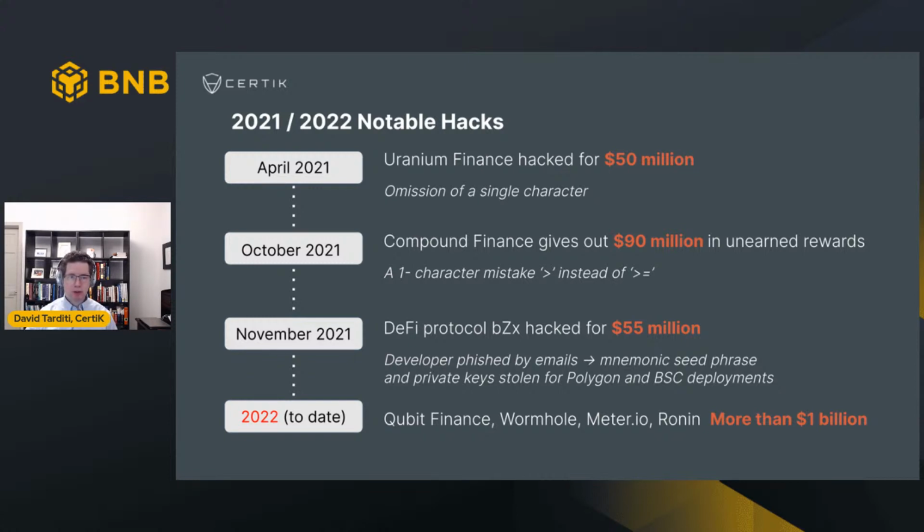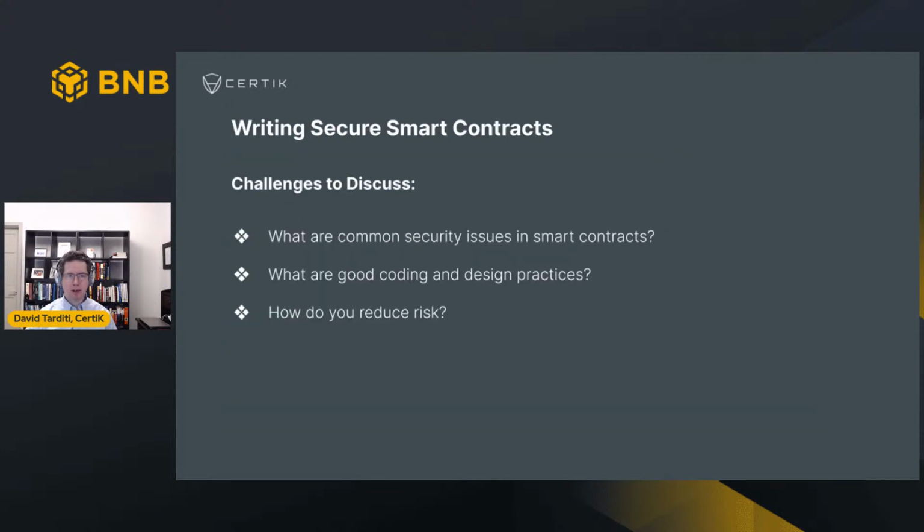In November of 2021, the DeFi protocol bZx was hacked for $55 million. And in this case, it was an attack compromising the private keys. A developer was phished by emails. The hacker got the mnemonic seed phrase and the private keys for their Polygon and BSC deployments. In 2022, we've continued to see hacking activity. Qubit Finance, Wormhole, Meter.io, and Ronin are some notable examples. The total is more than $1 billion so far, and we're only into April at this point.